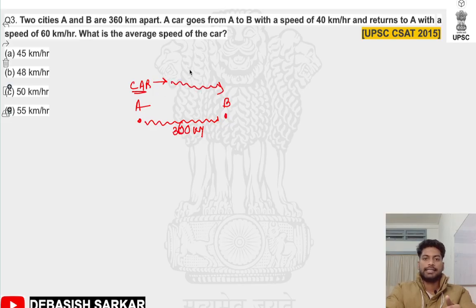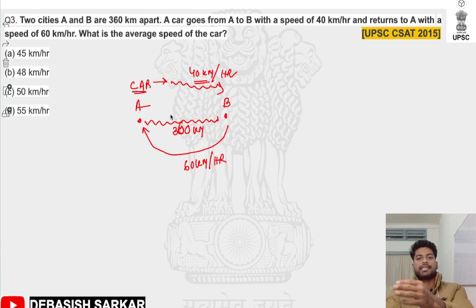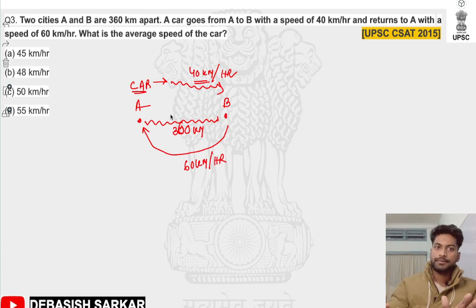Okay, A to B at the speed of 40 kilometers per hour, and returning at the speed of 60 kilometers per hour. This is the thing. While coming, the car speed was 40 kilometers per hour, and while returning, the speed was 60 kilometers per hour. So what is the average speed?